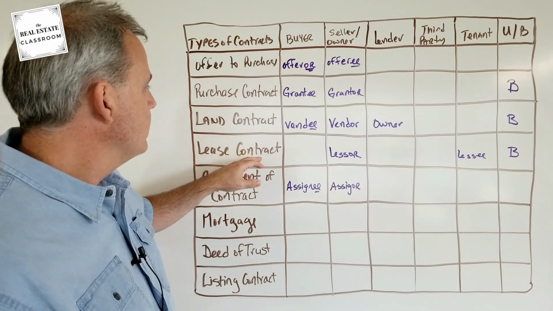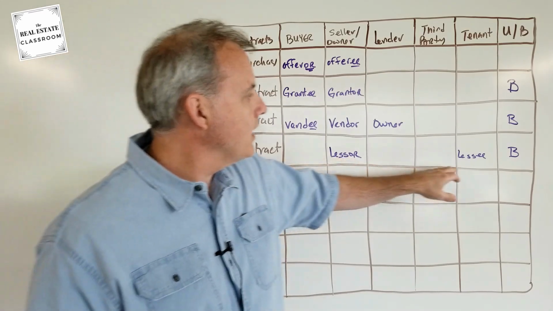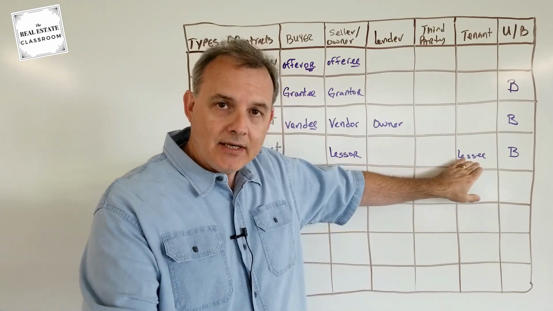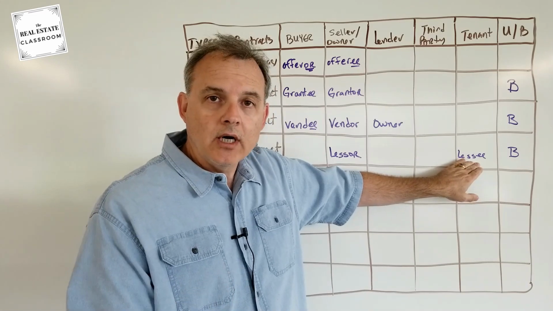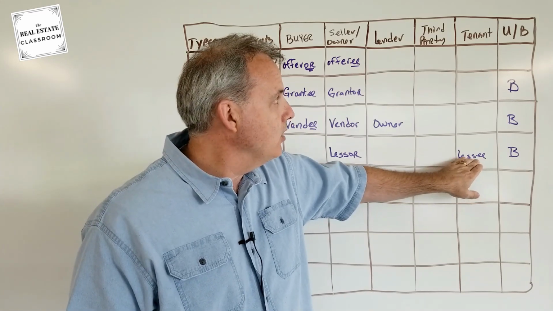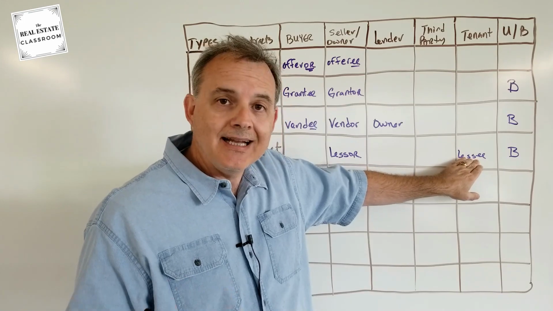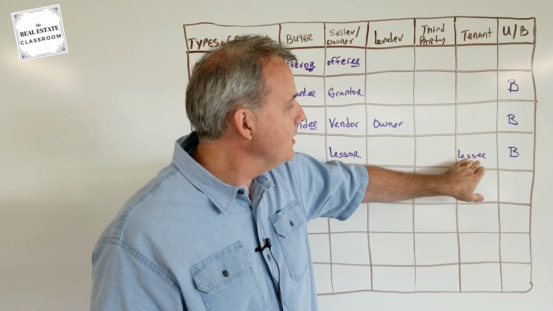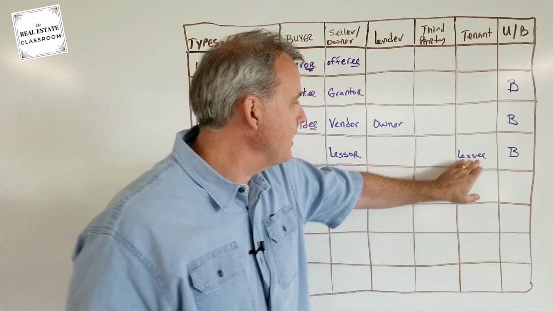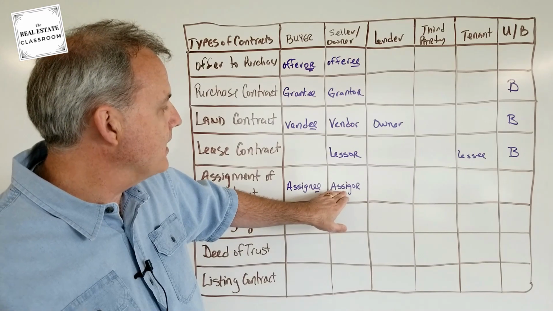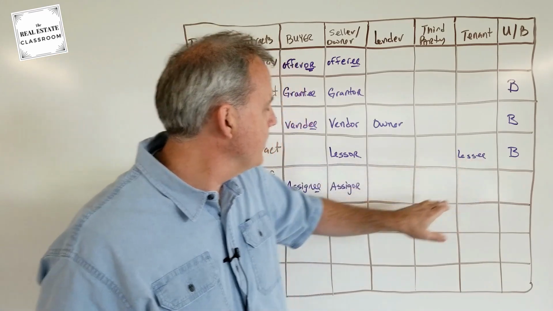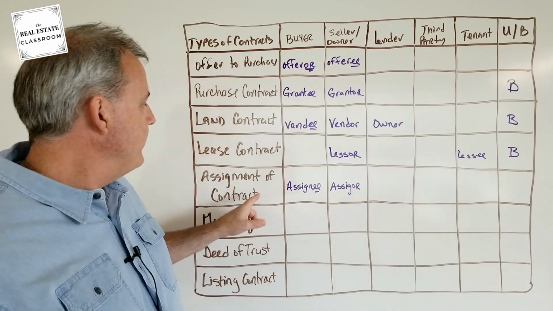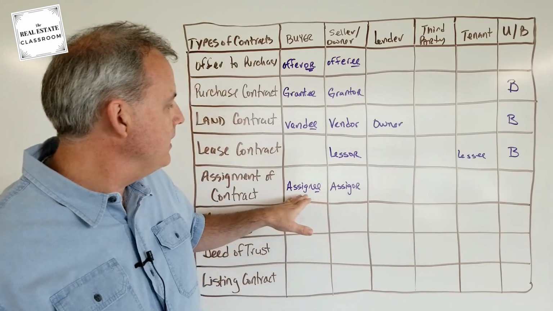The lease contract is between the owner or the landlord and the tenant. So the lease is held by the tenant. They are the owner of that lease contract. The owner of that lease contract, the tenant, can assign it to somebody else. And so the owner or giver of the assignment is the owner of that assignment. So the tenant would therefore be the assignor, and the subtenant would be the assignee.